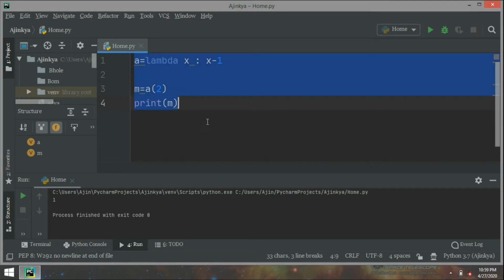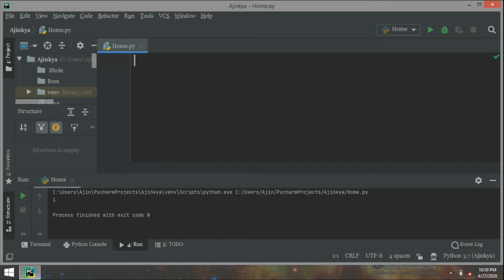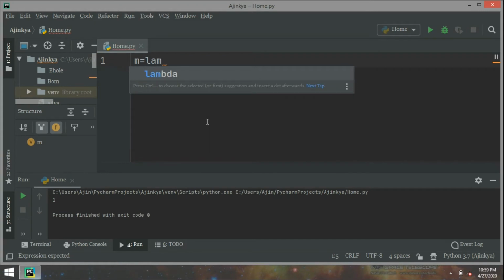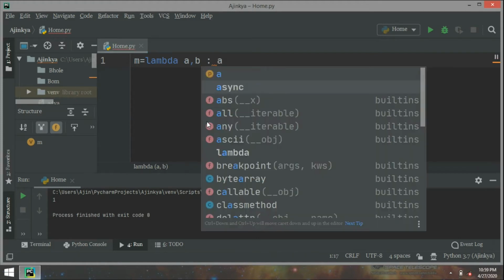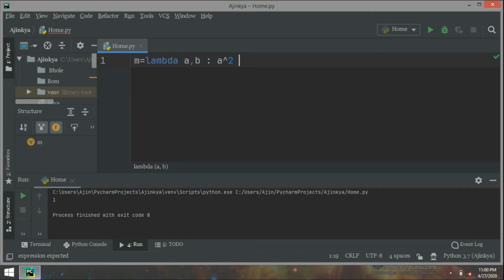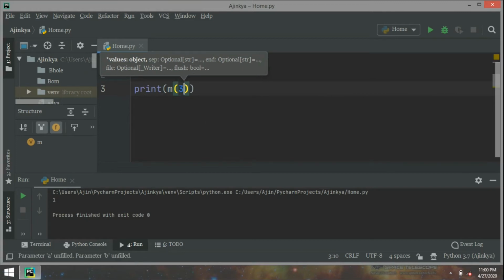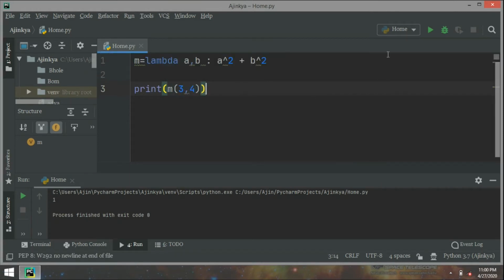Next, I create another Python lambda function, suppose m equals lambda. Then you have to write the argument of the function. Suppose I pass two values a comma b, and it will give me a to the power 2 plus b to the power 2. Suppose this is how it works. Now I call print m(3, 4). Now just check it out. So the answer is 7.